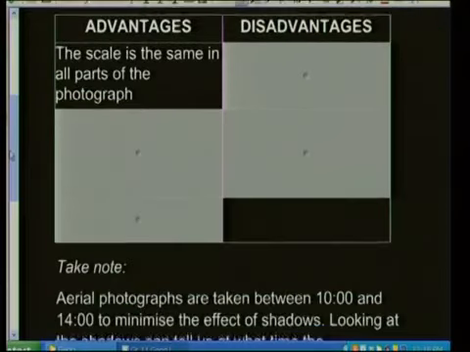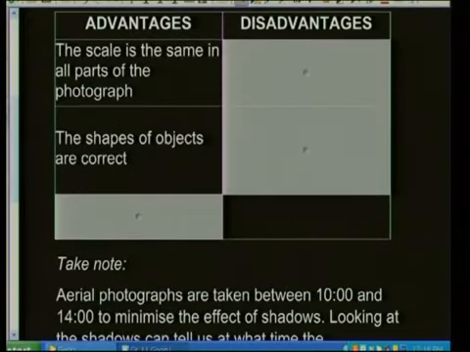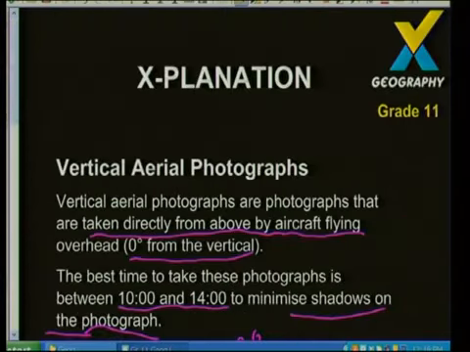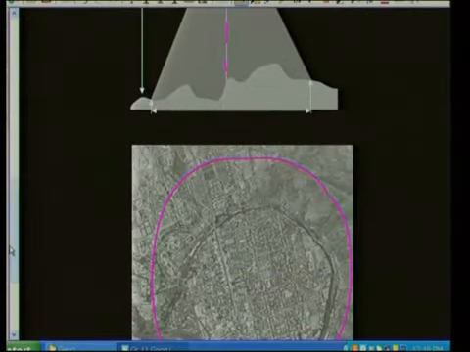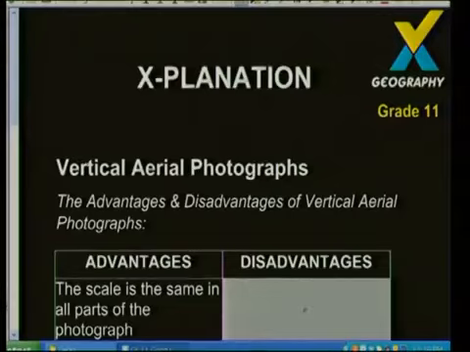Okay, let's look at a second one. The shapes of objects are correct. Again, if I look at my little photograph from the top, you get a top view or a plan view, and you can look at the shapes, they're more or less the same. I know I have a problem also. Don't forget your magnifying glass when you're doing the aerial photographs, so you can have a good look and identify your features. All right. Let's go on.